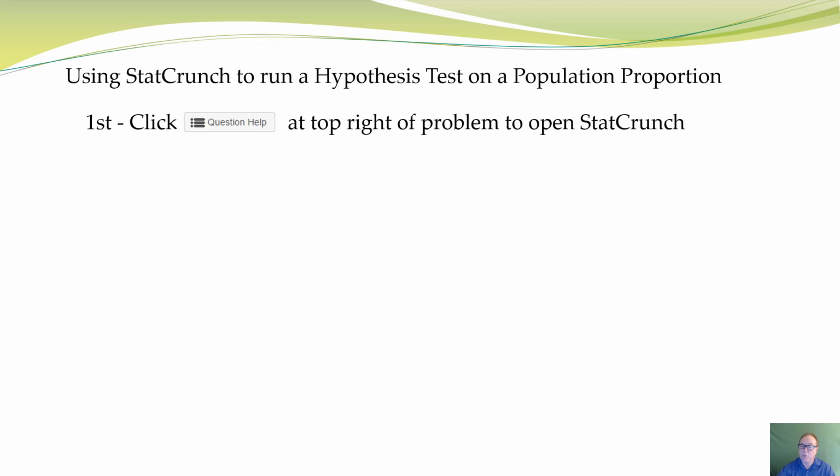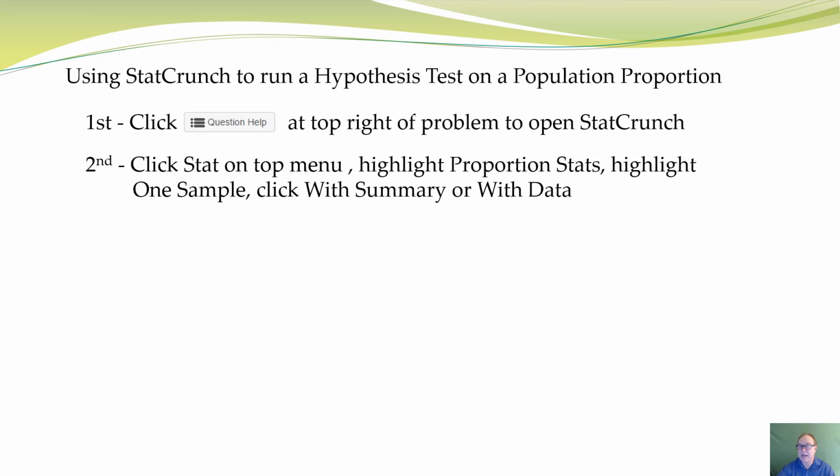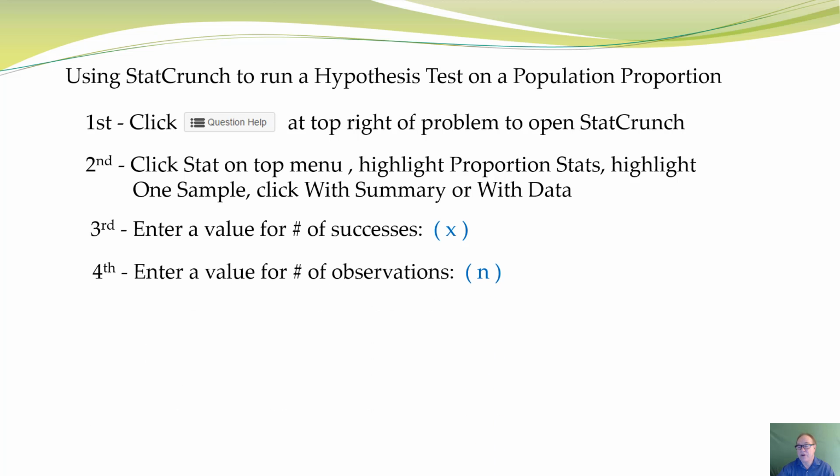Step 1, you're going to open up StatCrunch. Step 2, you're going to click Stat on the top menu, highlight Proportion Stats, highlight one sample, click with Summary or with Data. It depends upon whether you have the information or you have a list of data. Enter a value for the number of successes. This is X. Enter a value for the number of observations. This would be N. Click the circle beside hypothesis test for P.